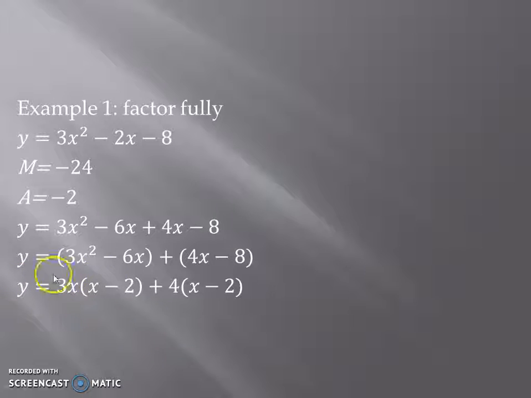Alright, and you're probably wondering, okay, what do we do from here? I mean, this isn't exactly what I call factored form, and you know what? I agree with you. This is not exactly what I call factored form either. So what do we do from here? Well, we see that we have a 3x and a 4. So we replace one of the brackets in here with the 3x and the 4.